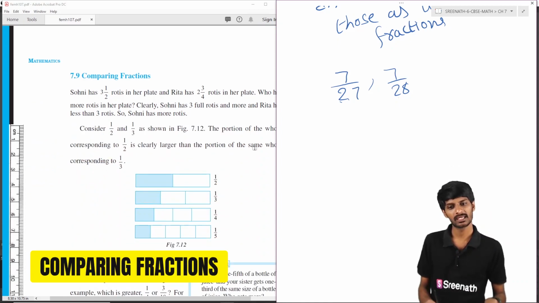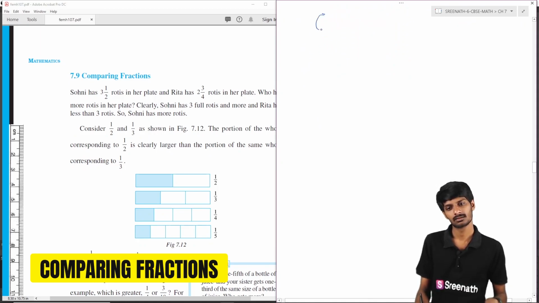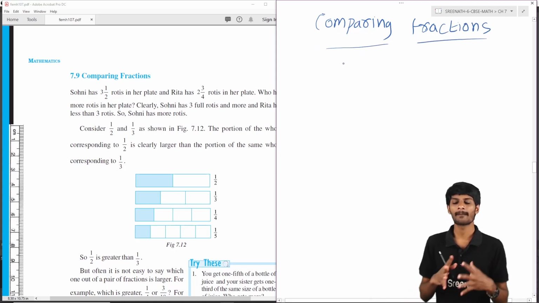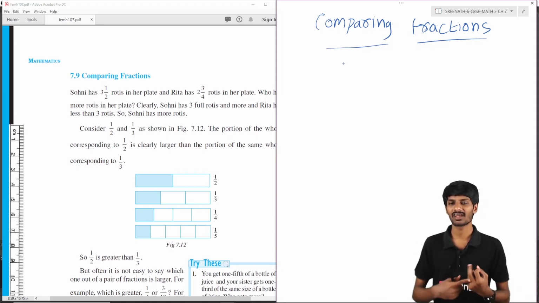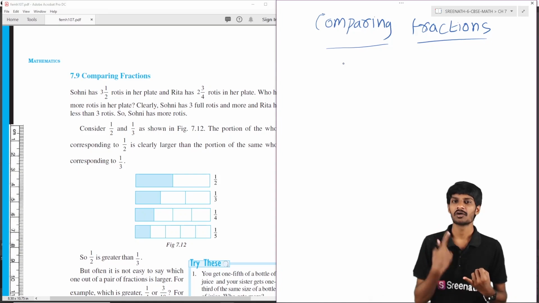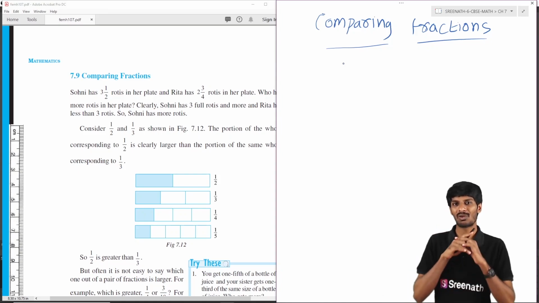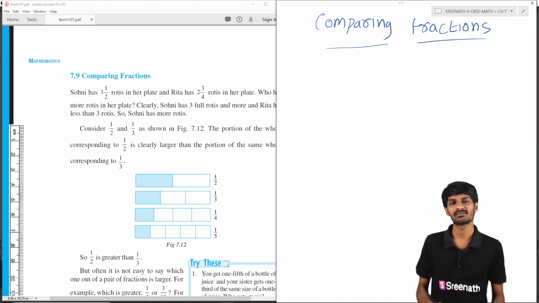Next thing is comparing fractions. How to compare fractions? We have learned about like fractions, unlike fractions, equivalent fractions, proper fractions, improper fractions, mixed fractions. So a lot of information you have gained, students. So here, how to compare the fractions?